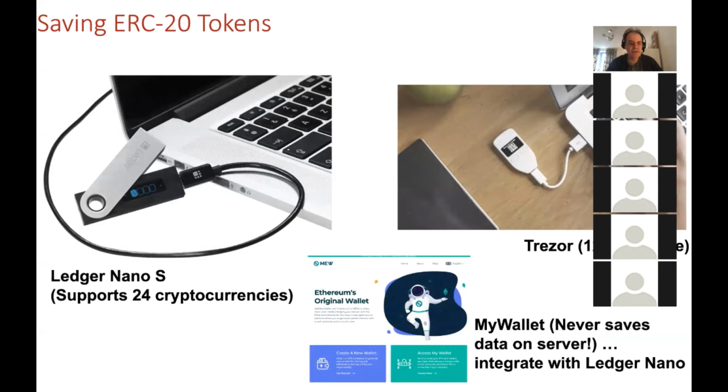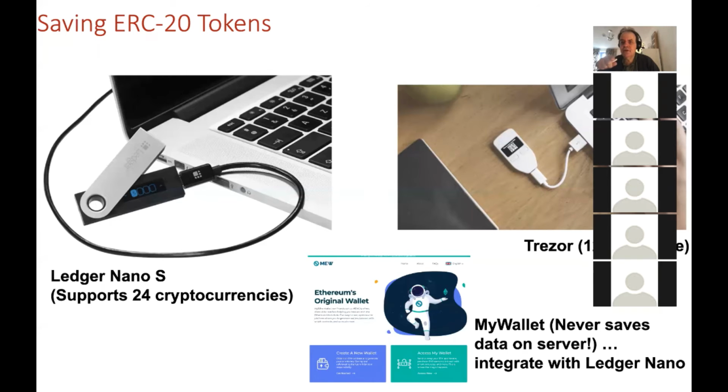So where do you save your tokens? Well, you don't want to save them on a web server, really. If you can, you create a hardware wallet. The Ledger Nano S is a good wallet for storing your tokens. It's a USB device that you plug into the computer, and only then can you actually access your wallet, your private keys, and the tokens that you have. The Trezor is also another good wallet, and I think it even has biometrics built into it.